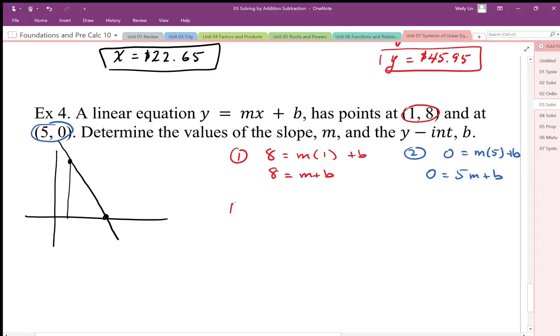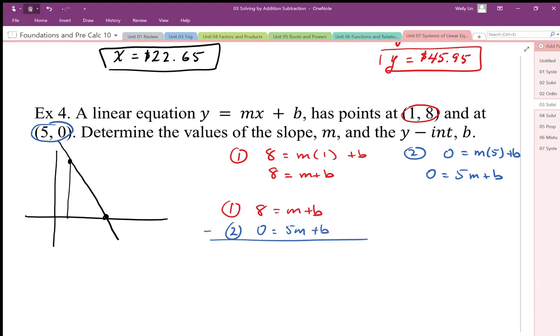So I'm going to take my first equation, and since the b's have the same coefficient, I'm just going to subtract these 2 equations. And when I subtract these 2 equations, I come up with a new equation. 8 is equal to negative 4m. The m value works out to be negative 2.